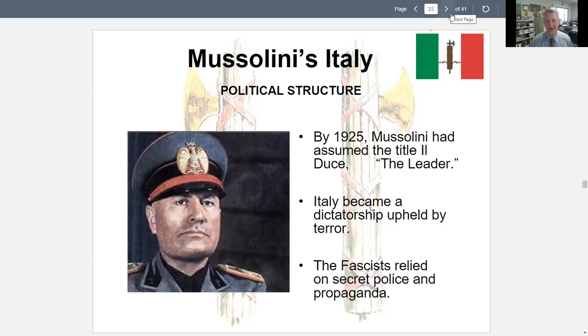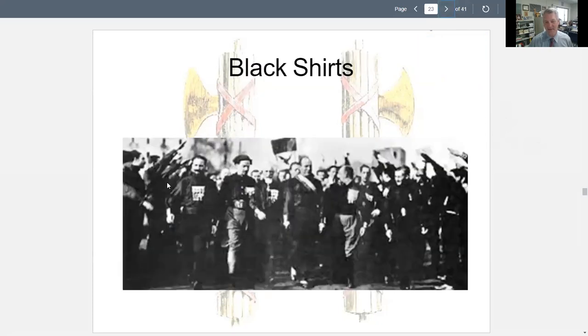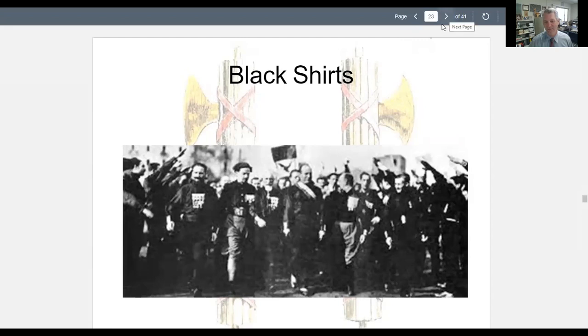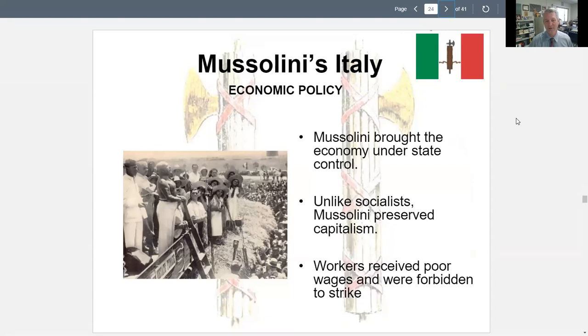The fascists relied on secret police and propaganda. And then, as you can see, the black shirts are going to be the ones that are in control. And so that's how you would show your allegiance to those people.